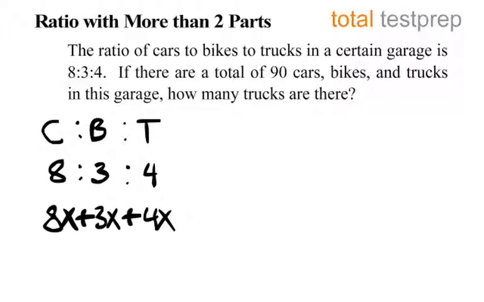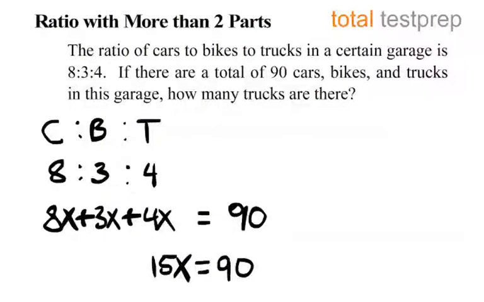We then add those ratios, 8x plus 3x plus 4x, and set them equal to the total number of things. In this case, there's a total of 90 cars, bikes, and trucks. 8x plus 3x plus 4x is equal to 15x, and 15x is equal to 90, because that's what we set the ratio equal to. You divide both the left and right side by 15, and you get that x is equal to 6. Now remember, trucks is equal to 4x, because in the ratio, the 4 was under the t for trucks, and 4x is what we get when we multiply the ratio by x.